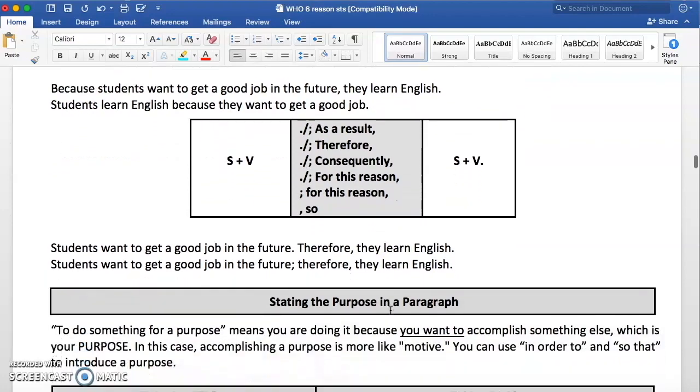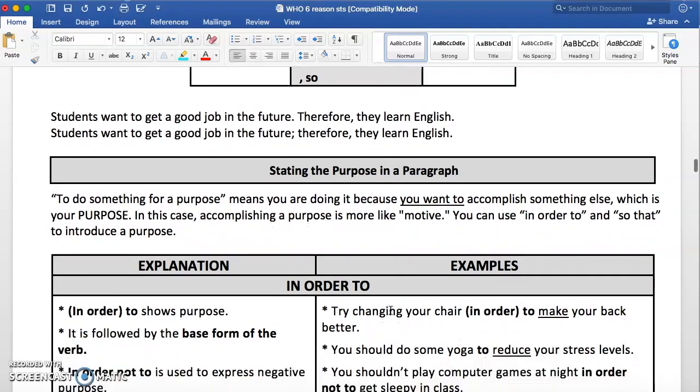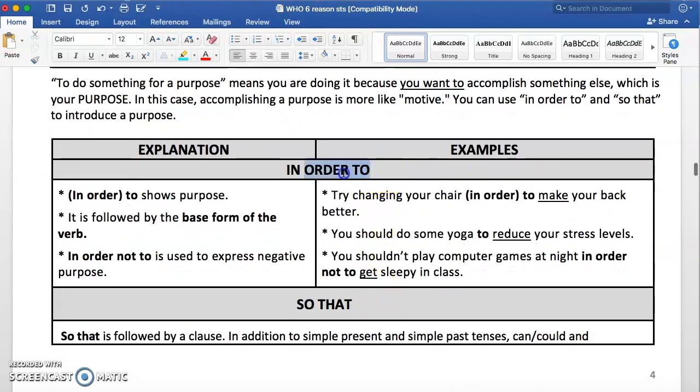How about stating the purpose in a paragraph? Your motive, your purpose. There are two main structures for this, in order to and so that. Let's focus on in order to first. In order to, because it ends with infinitive to here, is followed by the base form of the verb. So we use verb 1 after in order to.